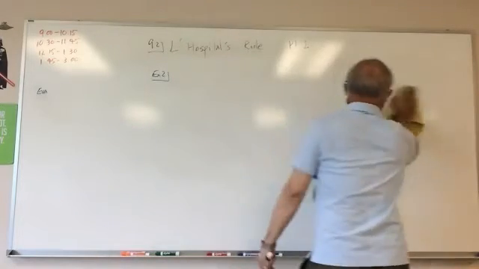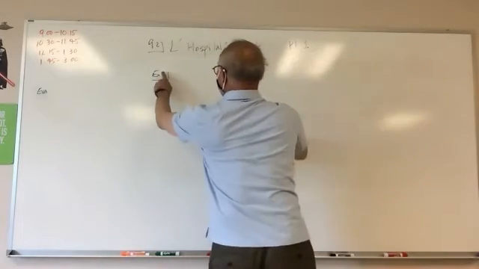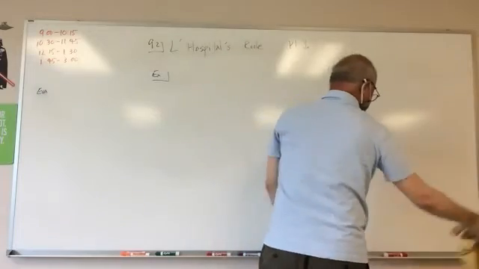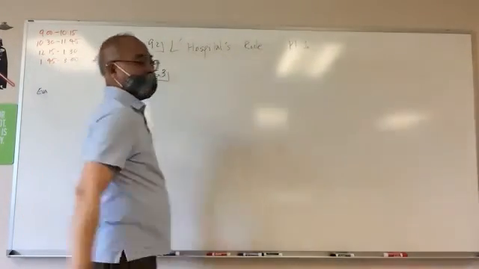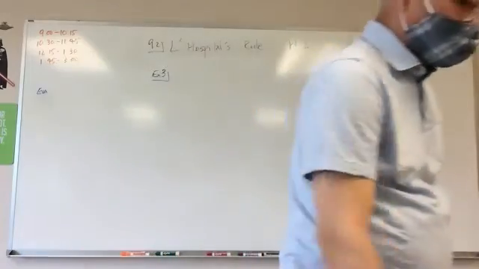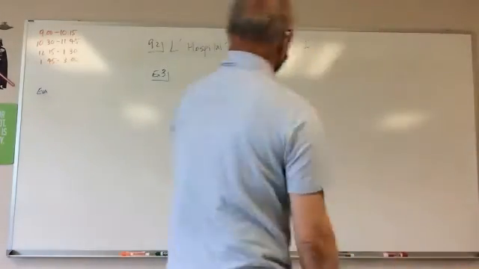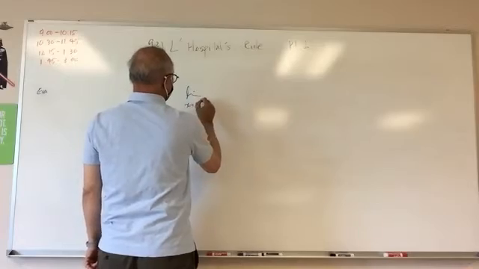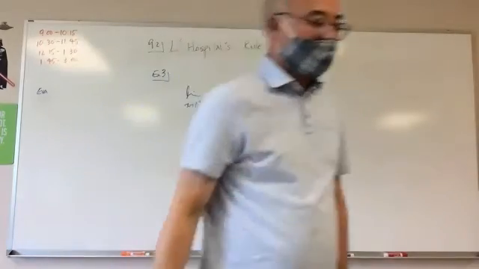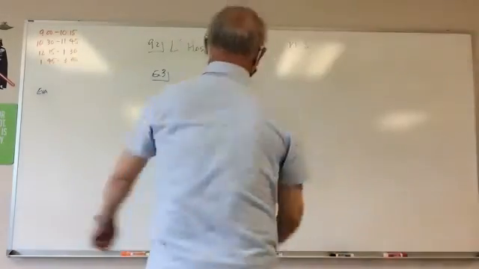Okay, so this works on one-sided limits also, and we're going to talk about that. Example number 3, part A: the limit as x goes to 0 from the positive side of sine x over x squared.